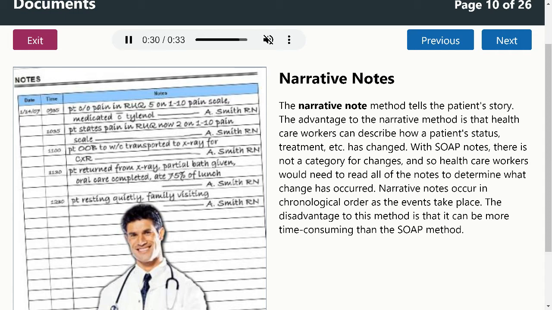So this is how we'll chart. You have your date, your time, and then whoever gave them, say, some Tylenol, and they'll put their initials and their credentials, which is RN. It goes in order, behind everybody. So if I came in as a respiratory therapist and gave them a breathing treatment, I'll put the date, the time, what I gave them, and I'll put my initials and RRT or whatever. So those are the narrative notes. You can go back and look and see everything that's been done.